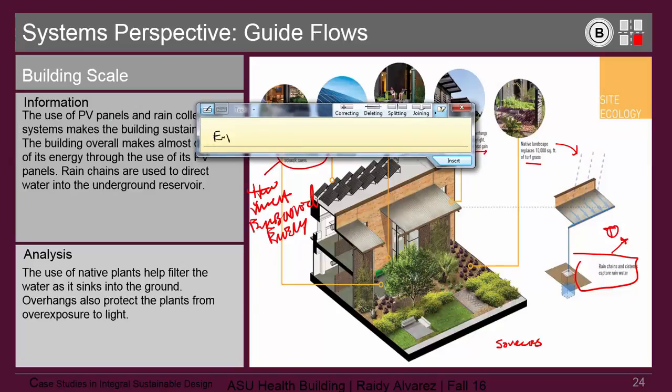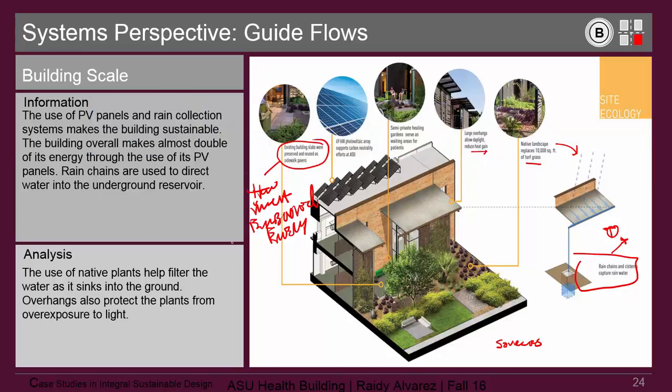What if I just write it here? Would it be easier to see? Embodied. Wow, that didn't work, did it? Funny. Okay. Filter the water as it sinks into the ground. Is that really true? I don't know. Maybe. Overhangs, right? Okay, so rain changes use, direct water into the underground reservoir.